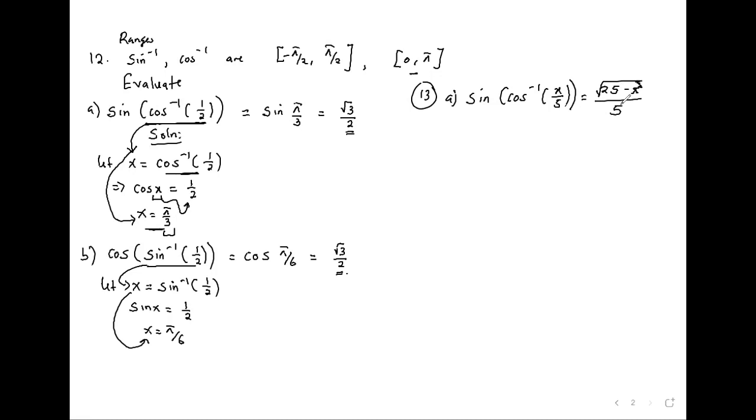We want to prove the root of 25 minus x squared over 5. So what we'll do is we'll take the left-hand side and say, this is sine of cos inverse of x over 5. Then we'll say, okay, in here, let theta be equal to cos inverse of x over 5. This is the same thing as cos theta is x over 5.